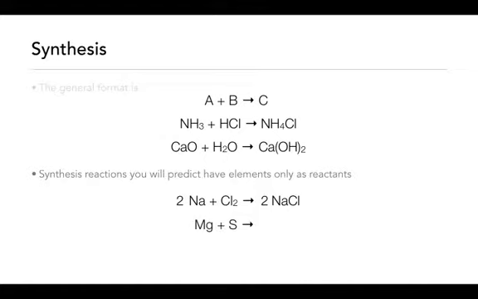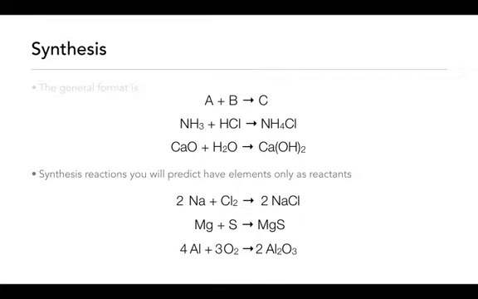Another example would be magnesium reacting with sulfur. The product of this is going to be magnesium sulfide. And our third example is aluminum reacting with oxygen. Again, all you're simply going to do is bring these two elements together to form a compound. You write out the formula balanced correctly and then balance the reaction.